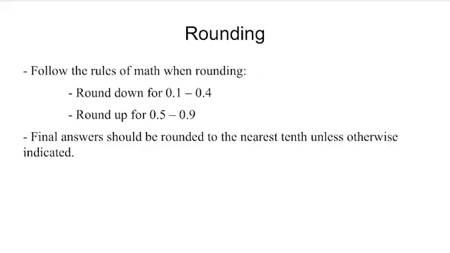And then if you go up, so you're going to add 1 if it's 0.5 to 0.9, and we'll go over those a little bit more as we go through our calculations. And then, of course, your final answers are typically rounded to the nearest tenth unless otherwise indicated. Most of our medications are given to the tenth. Keep in mind that if you're giving a tablet, we can't give 0.7 of a tablet.